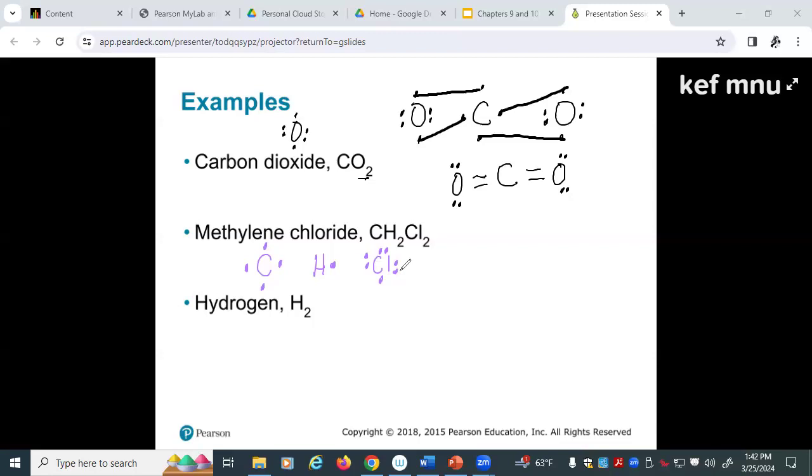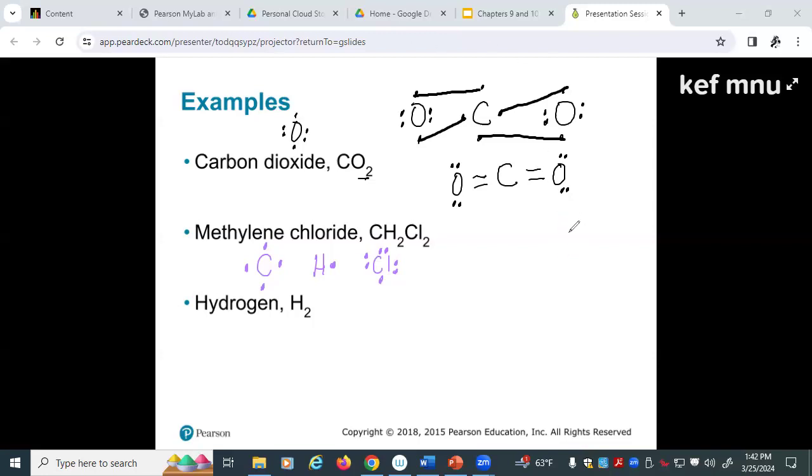So those are the 3 atoms I have. Which one of those would make the best center atom? Which one has the most unpaired dots? Okay, it's carbon again. Carbon has 4 unpaired dots. The hydrogen just has 1. The chlorine just has 1.